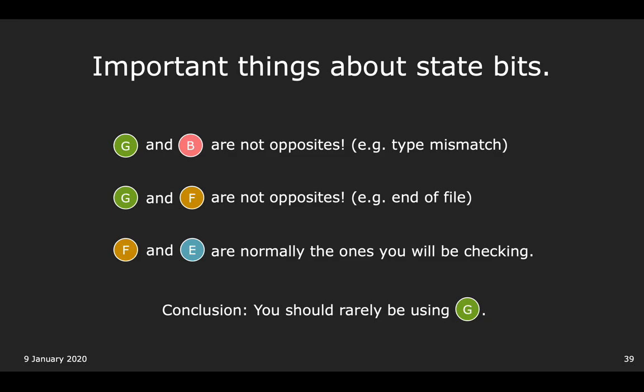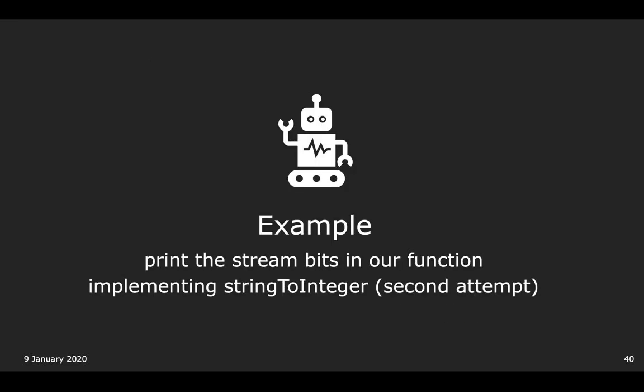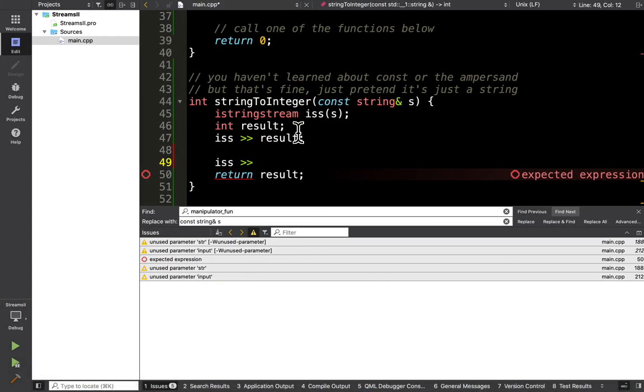Yeah, but then the most important ones we care about are fail and EOF, which means you rarely want to check good, because good is not the opposite of fail, good is not the opposite of EOF. Okay? Cool. Let's try looking at state bits.